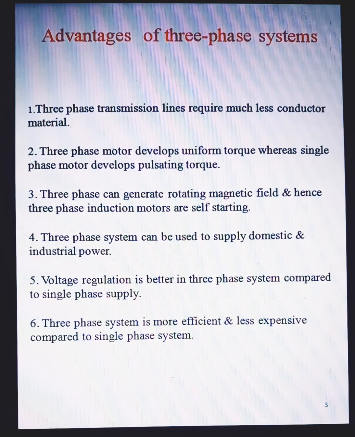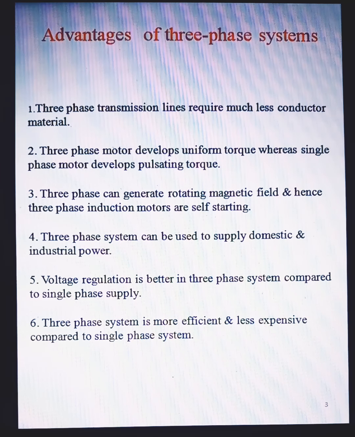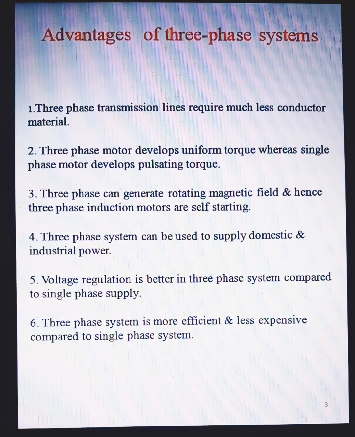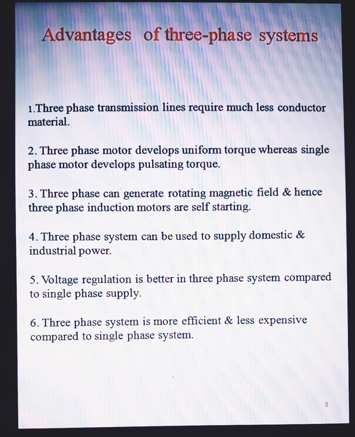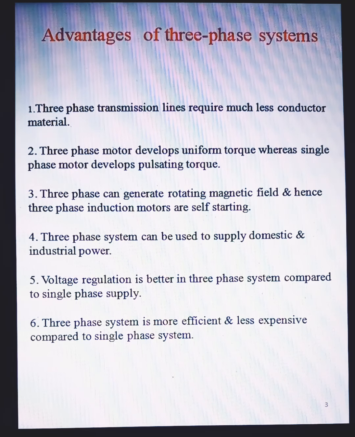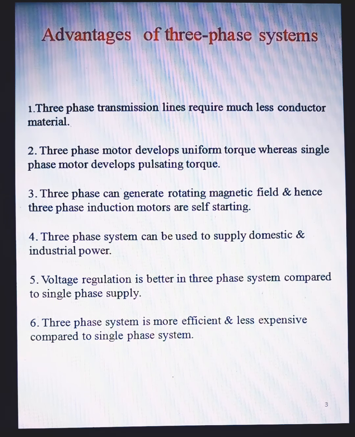Advantages of three phase systems. Three phase transmission line requires much less conductor material because the return conductor is replaced by a single neutral conductor of small size, so that the weight of copper required is reduced as compared with single phase. And also, if you compare the size of single phase motor with three phase motor of same capacity, three phase motor size is less. When the size of the motor is reduced, the material required for its construction is also reduced, so that the cost of construction is also reduced.